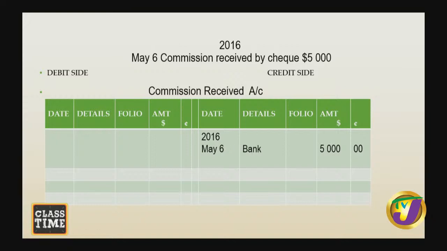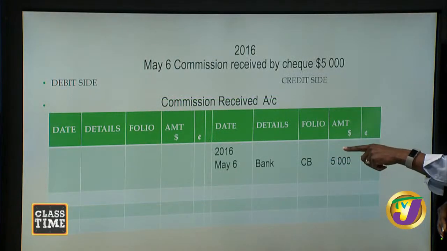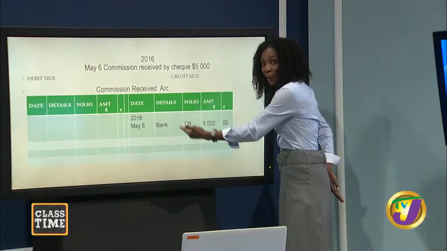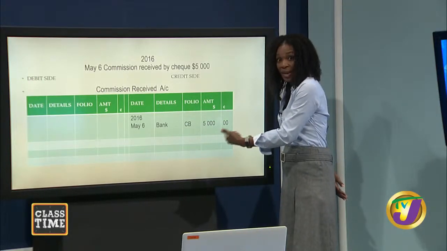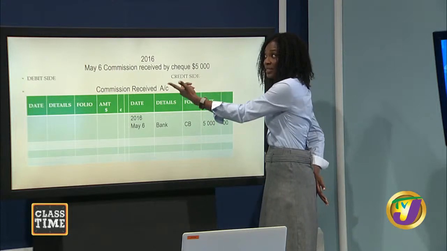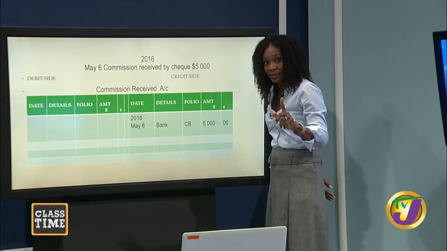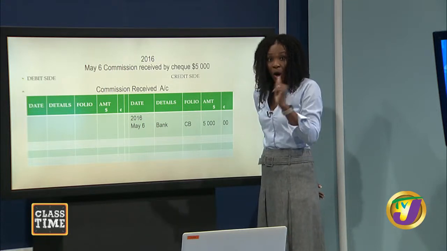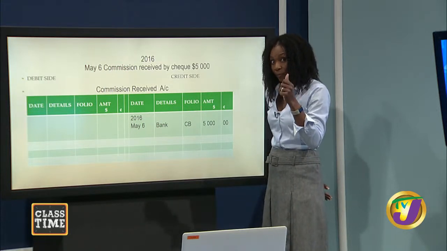Bank. Notice the folio was empty. But anyhow, the bank account is funding the what? Cash book. So in the folio column, you have CB here, which represents cash book. This simply means that if we go to the cash book, we should see the bank account carrying the same information as it relates to the transaction that took place on May 6th. So the folio is like a compass directing you to where you can find the other half of the double entry. Is that clear, students?